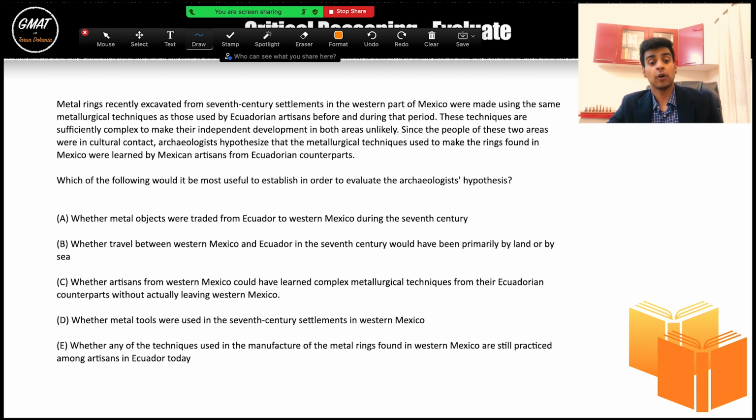Now, looking at the options. All of the options are "whether" questions, so it's going to be yes or no. A: Whether metal objects were traded from Ecuador to Western Mexico during the 7th century. Now what is the key factor here? The trade of metal objects. Let's say the answer is yes. Let's think. If metal objects were in fact traded between the two countries, what could it do? It could justify the presence of metal rings in Mexico. That's one. It could explain how we found them there. Then it doesn't have to be that the Mexicans necessarily made those metal rings themselves. It could just be that they traded it for something else from Ecuadorians, and that's a different reason.